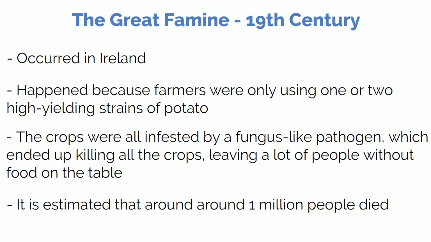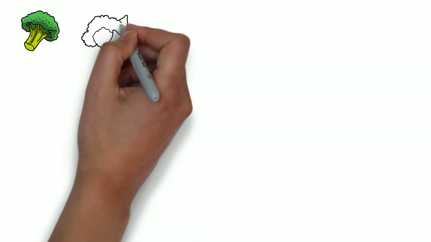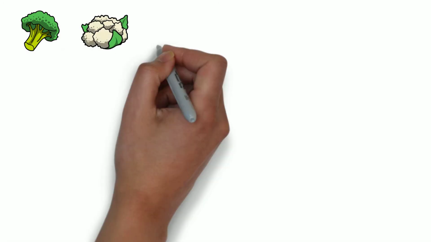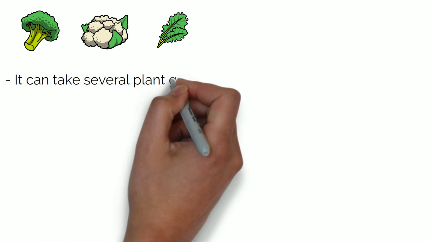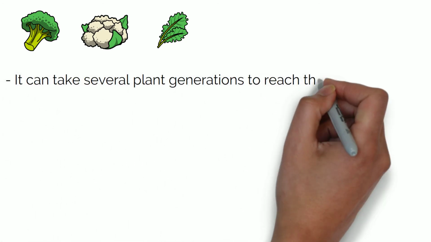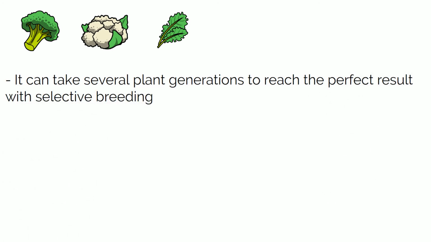But it's not all bad, and it is through selective breeding of plants that we now have certain foods such as broccoli, cauliflower, kale, etc. Well, maybe not so good after all. But selective breeding is a lengthy process. It can take several plant generations to reach the perfect result, so we came up with faster ways to do the same job.